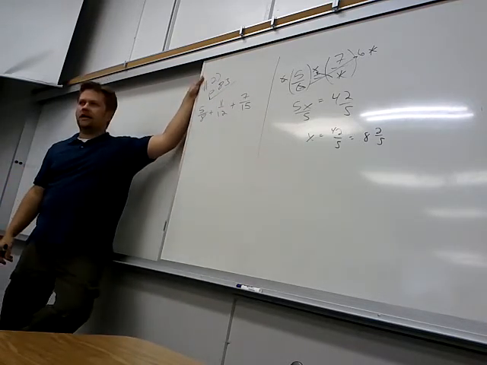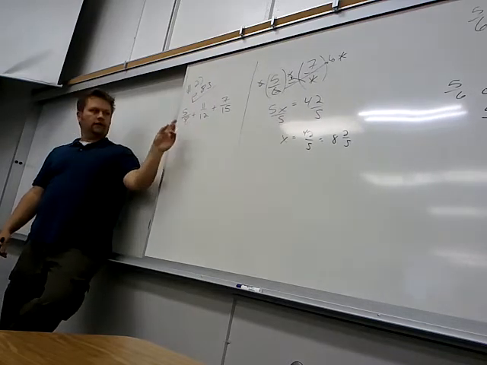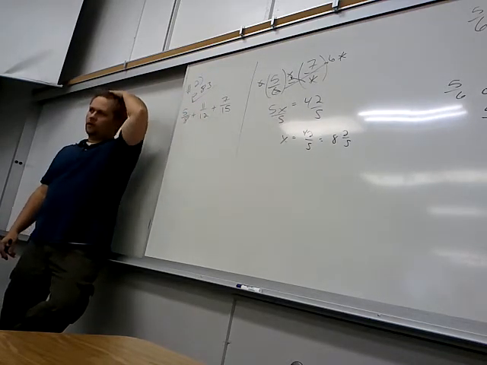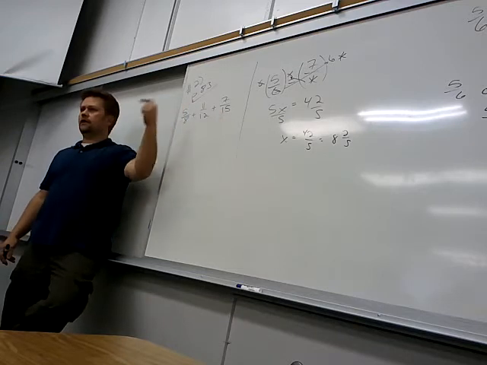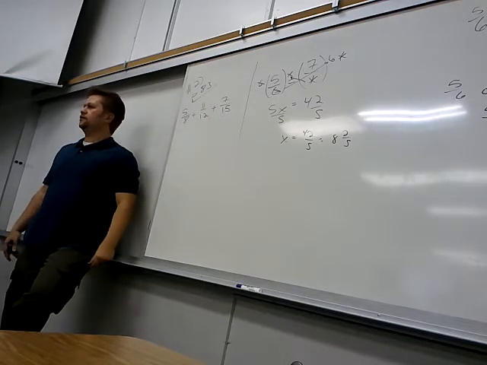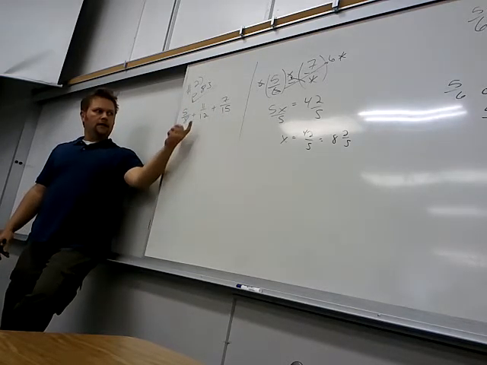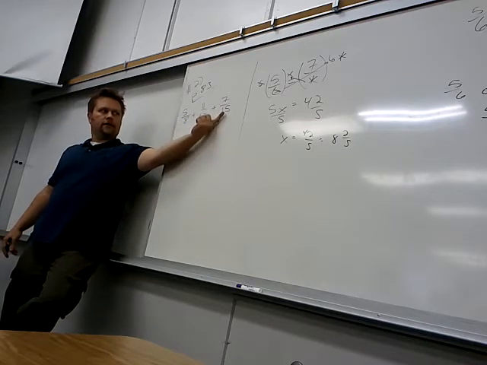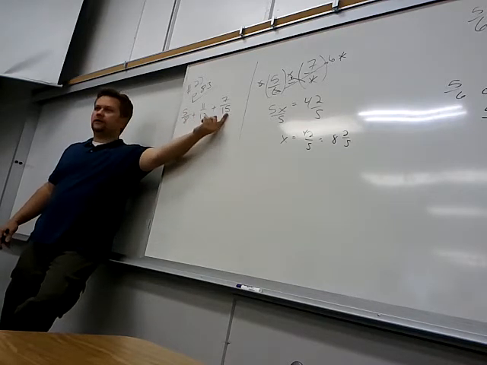Now, sometimes I would say you should try to find an LCD for all 3. This is a case where that might not be the best way. There's 2 different ways to go at this. These 2 have a nice LCD. These 2 have a nice LCD. These 2 don't play well together.